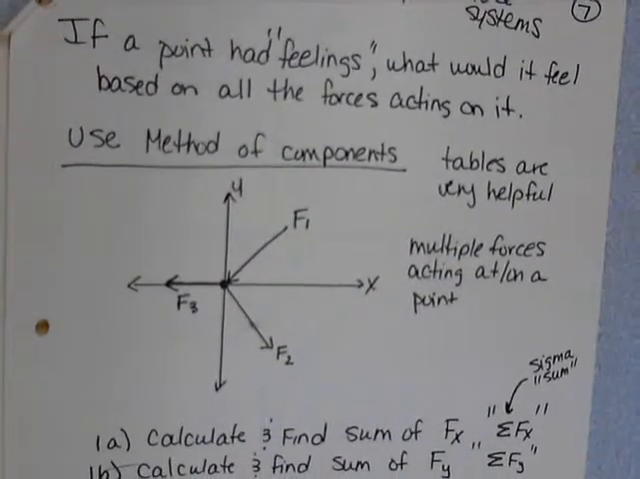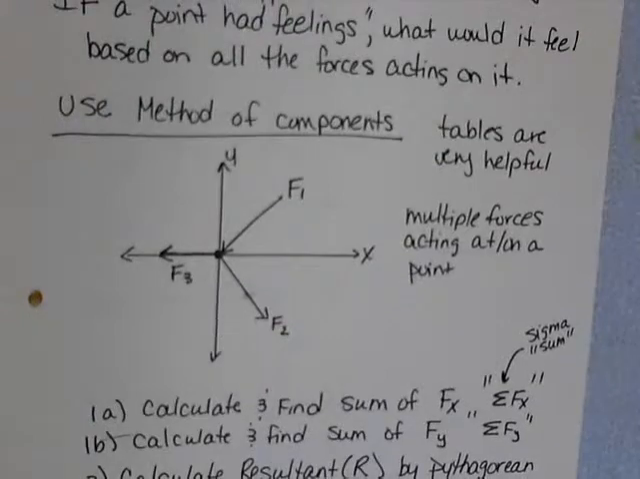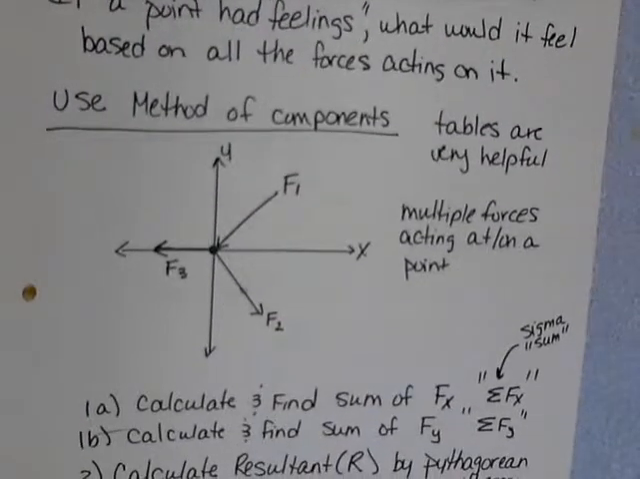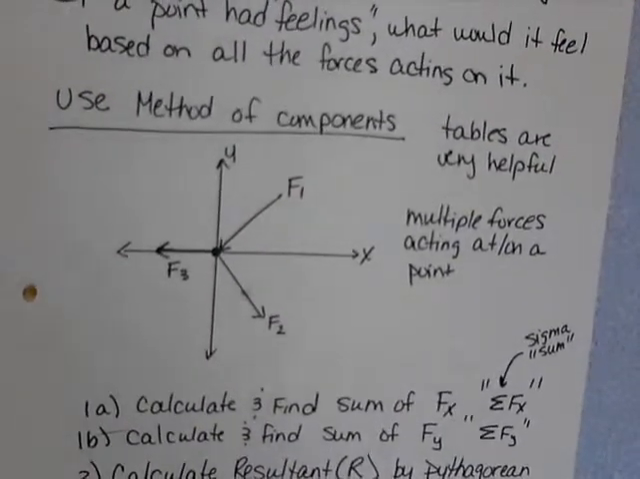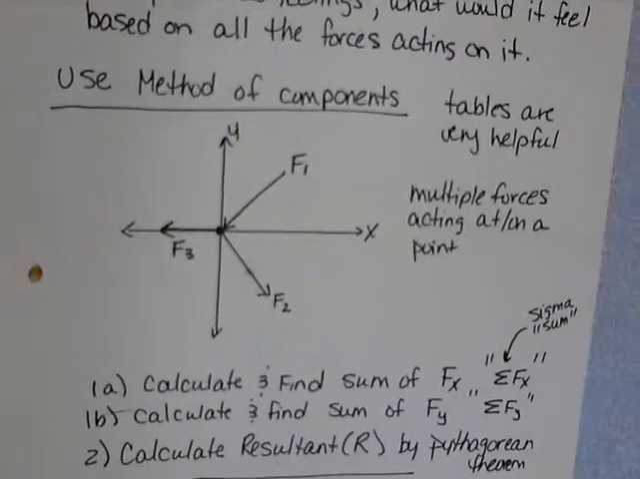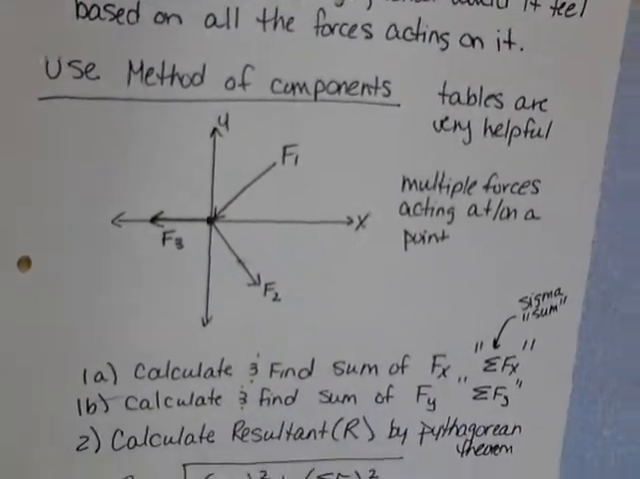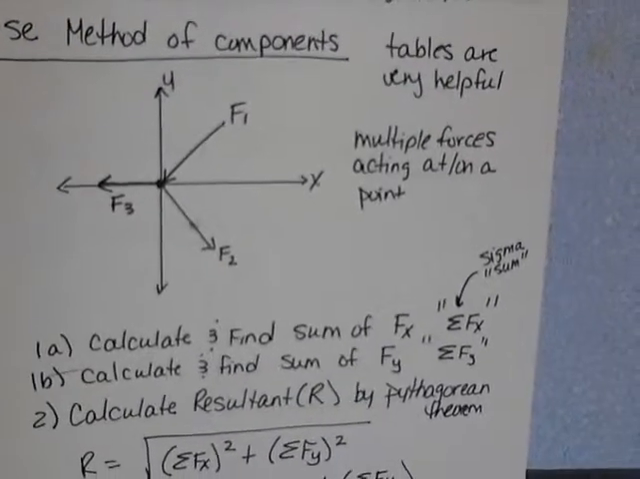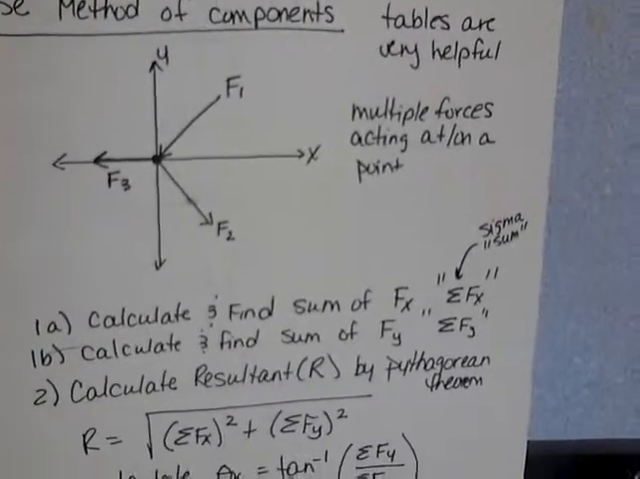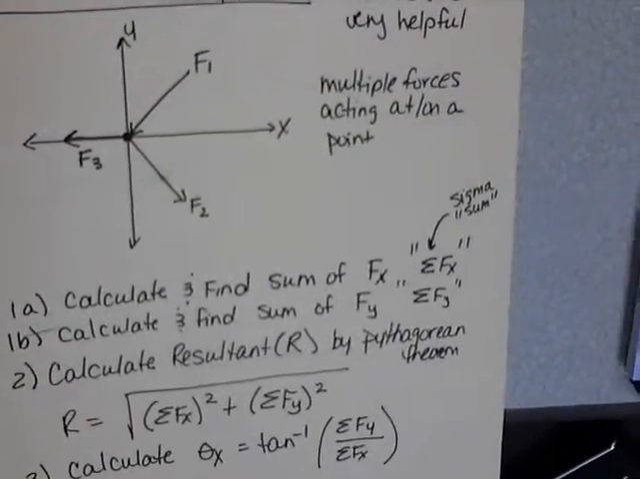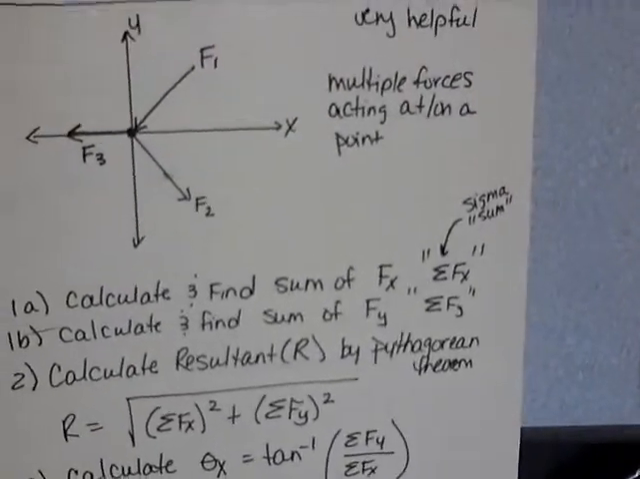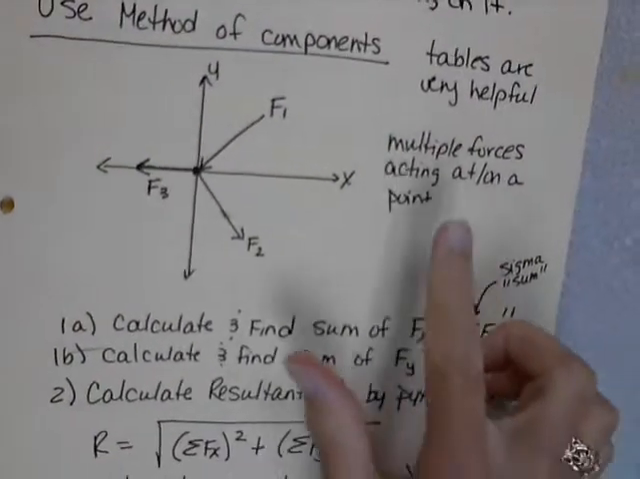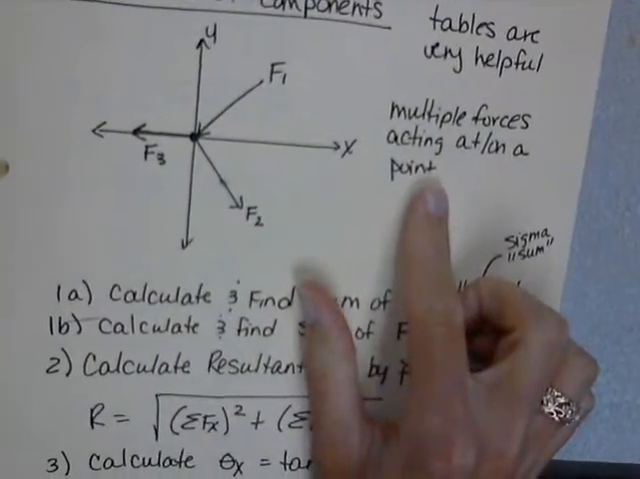Okay, so I'm going to do just a brief overview of Chapter 3. What we're after here is if a point had feelings, what would it feel based on all the forces acting on it? We're going to use the method of components, and I will let you know when you're doing your math. Tables are very helpful with this.